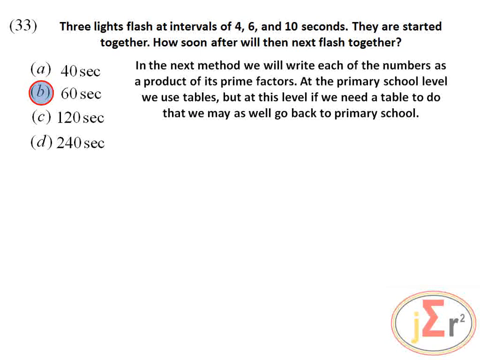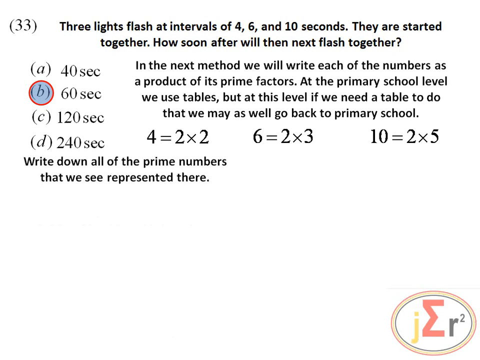In the next method, we will write each of the numbers as a product of its prime factors. At the primary school level, we use tables. But at this level, if we need a table to do that, we may as well go back to primary school. So 4 is equal to 2 times 2. And then we take 6 and write it as 2 times 3. 10 as 2 times 5.